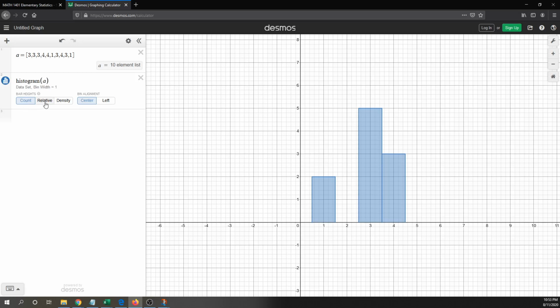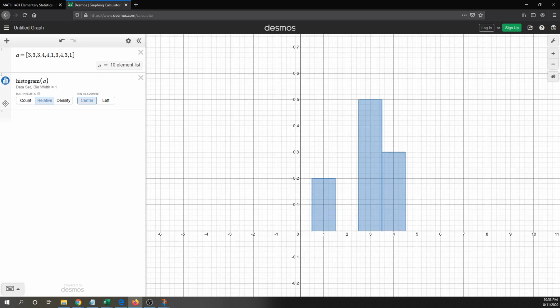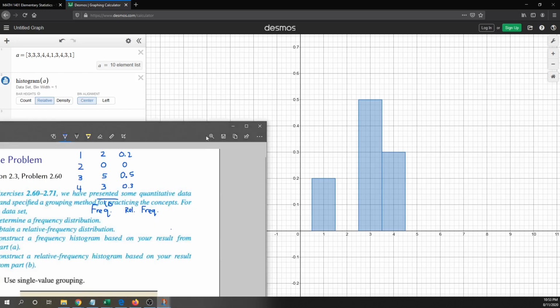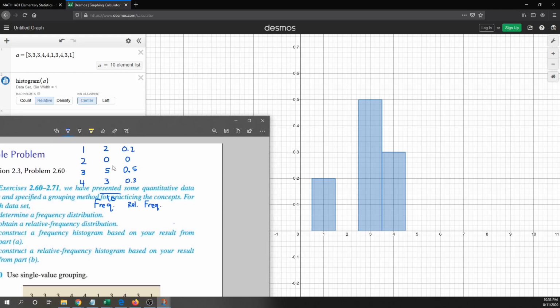And you can do the relative one. So when I do the relative one, you can see the bars are a little bit shorter. So if you want to get a better picture, you can hit that plus and it will zoom it out. So this is a relative frequency histogram, right? And so you can see the bar for 1 is 0.2, the bar for 2 is 0, the bar for 3 is 0.5. Right, so you can see it right there, and the bar for 4 is 3. Okay, so those are the types that we talked about.